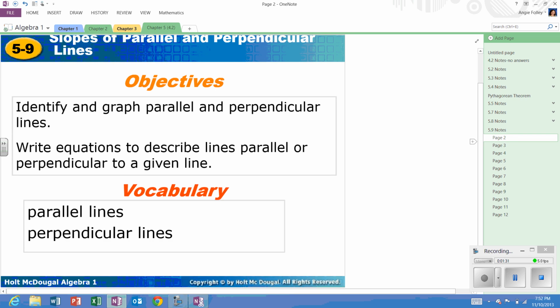So we're going to look at identifying and graphing parallel and perpendicular lines, and then being able to write equations to describe lines parallel or perpendicular to another line. You really want to make sure you know what perpendicular and parallel means by the end of this lesson.